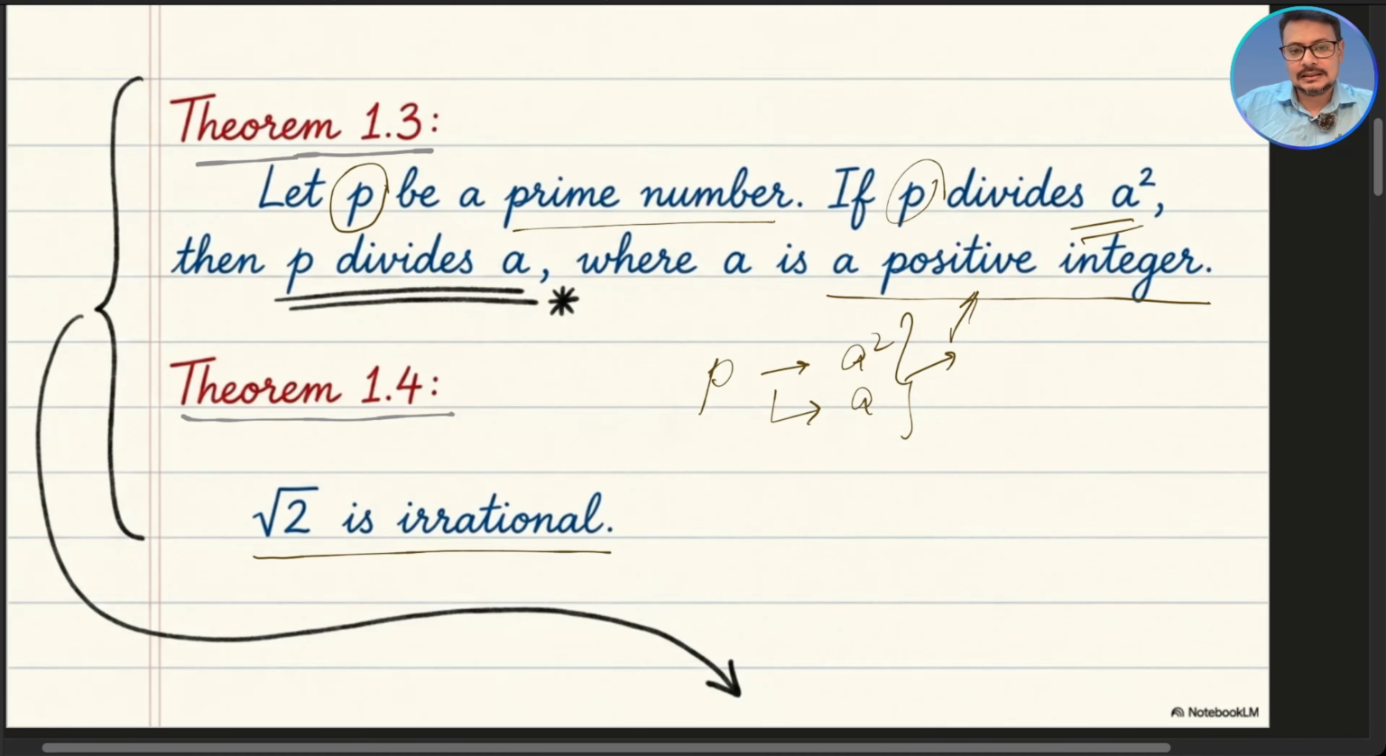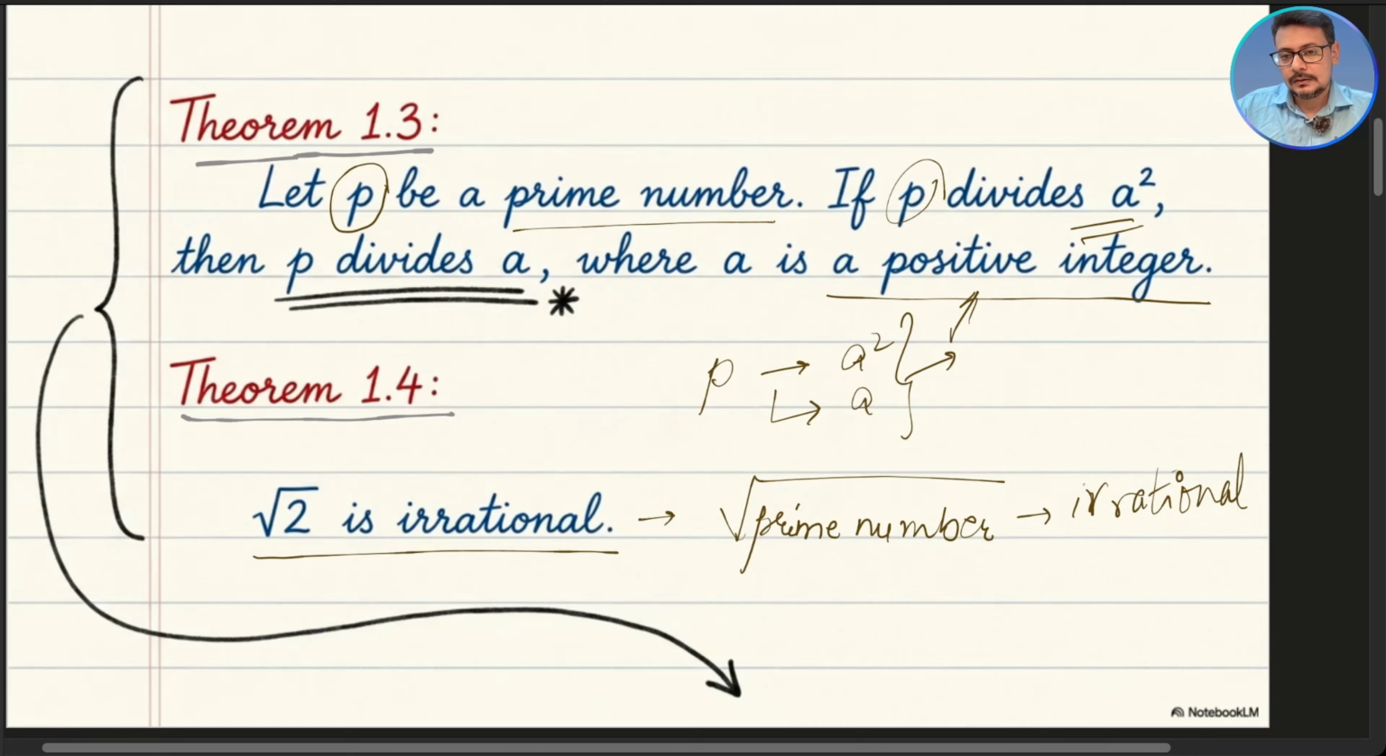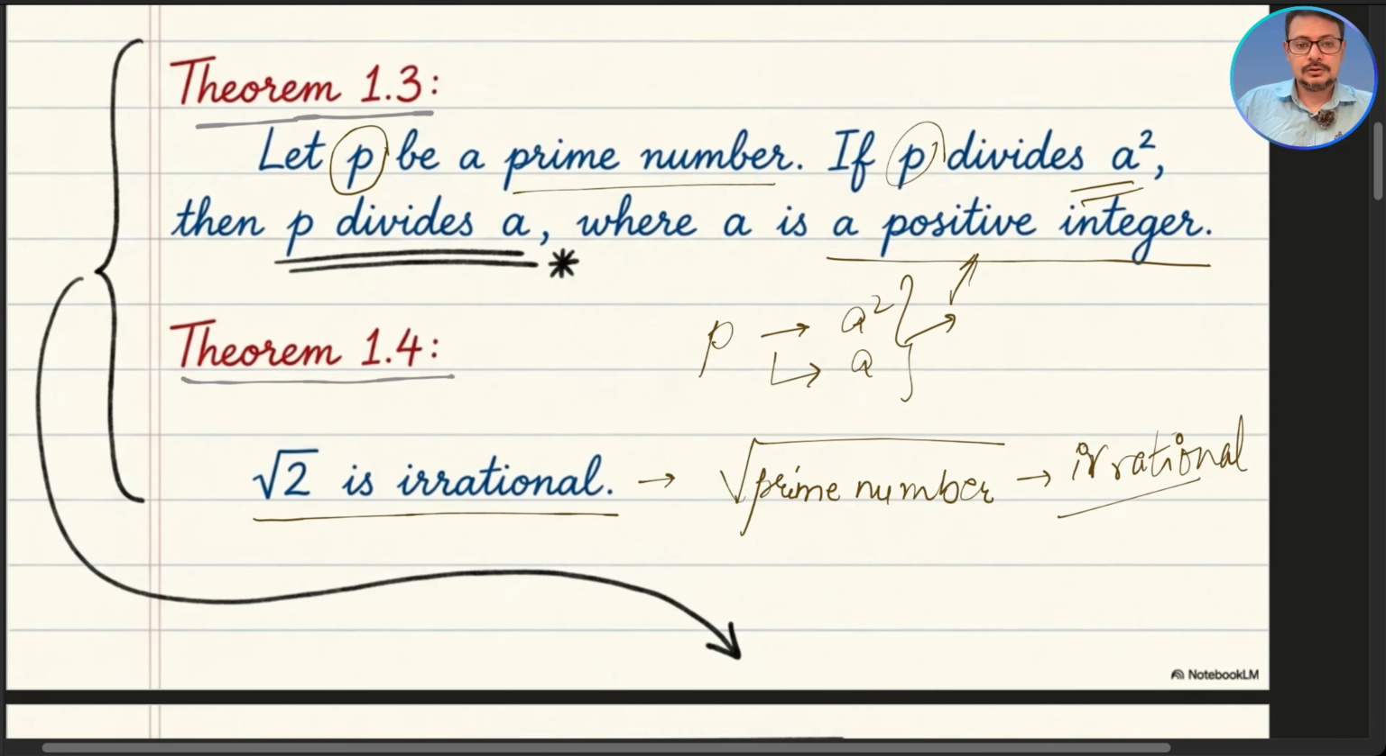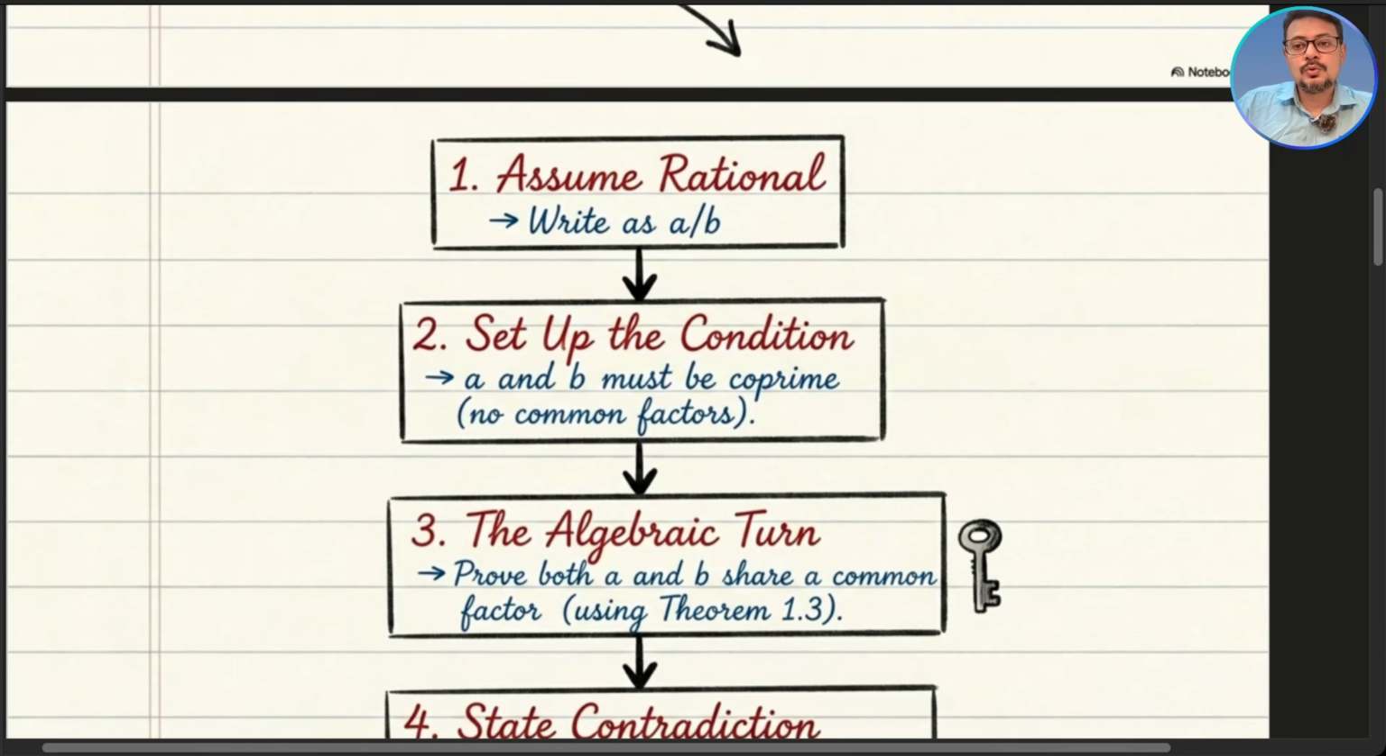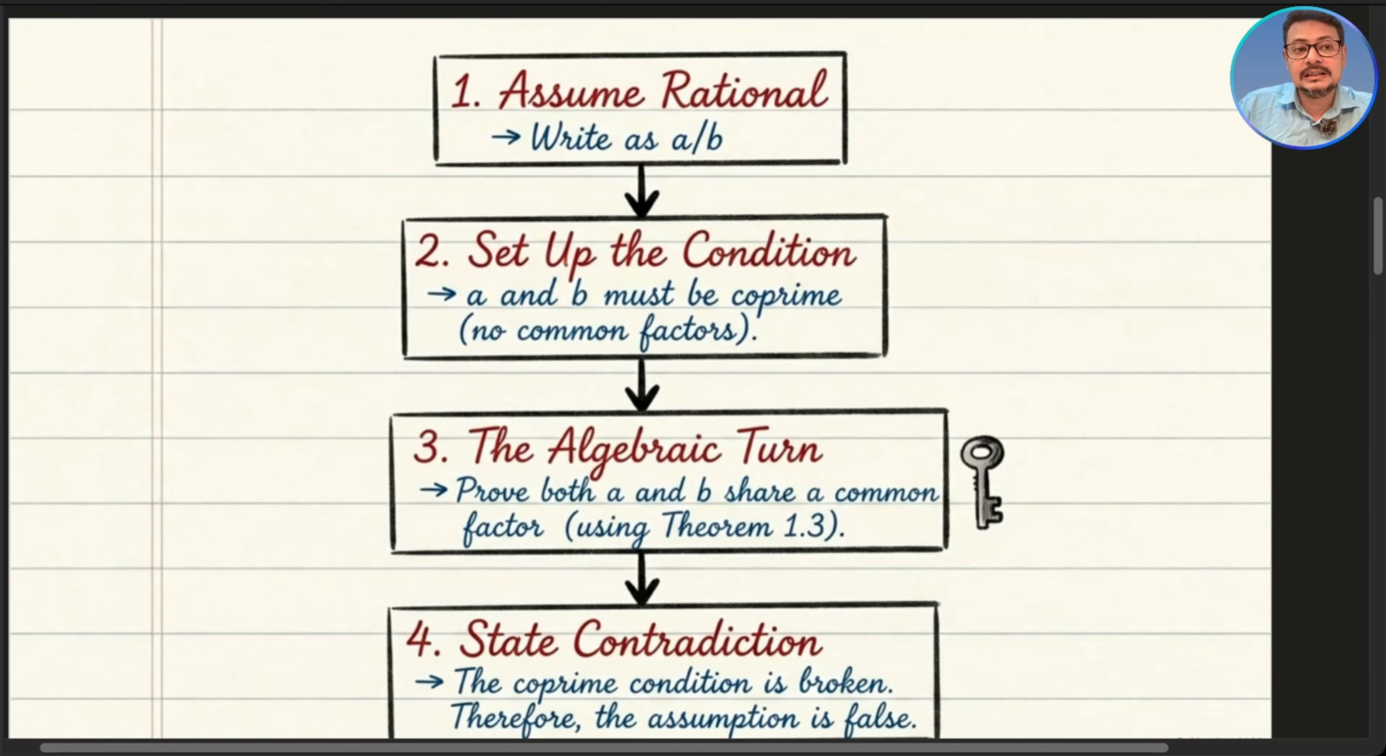What does this mean? This means basically that the square root of any prime number is supposed to be irrational. That is stated by theorem 1.4. So how do we approach this problem? We'll have to prove the irrationality.